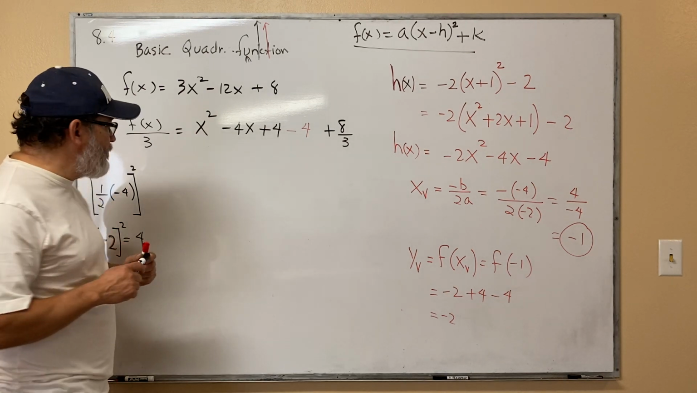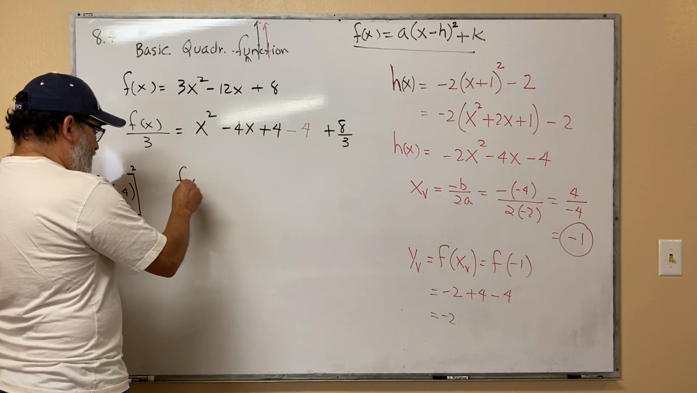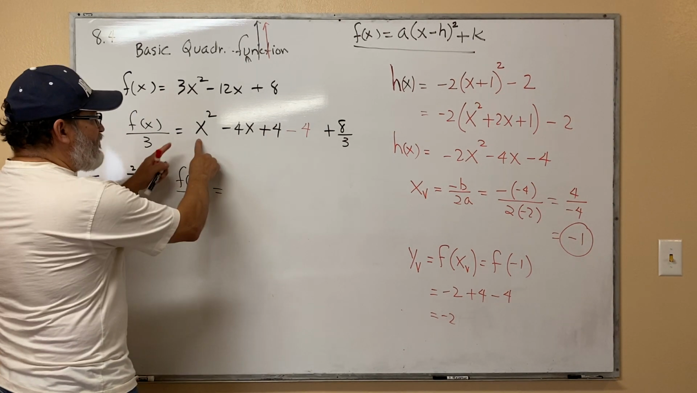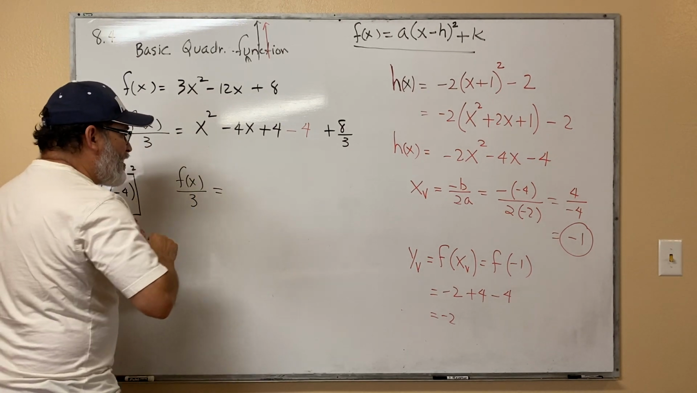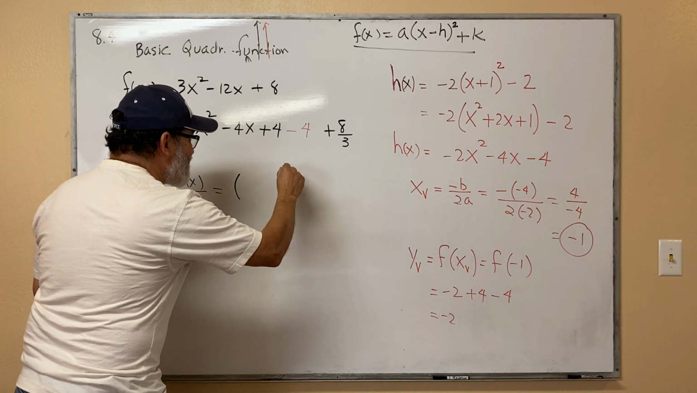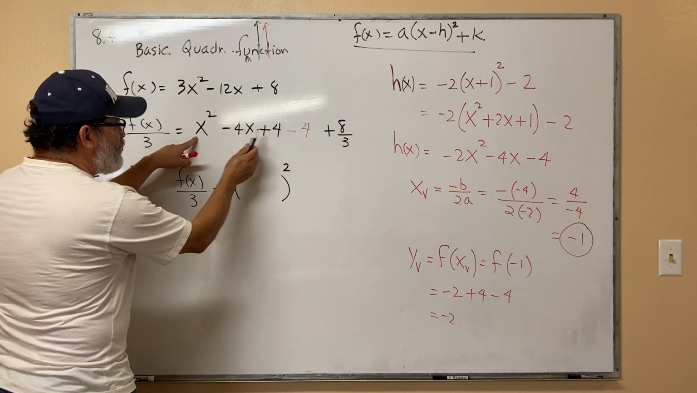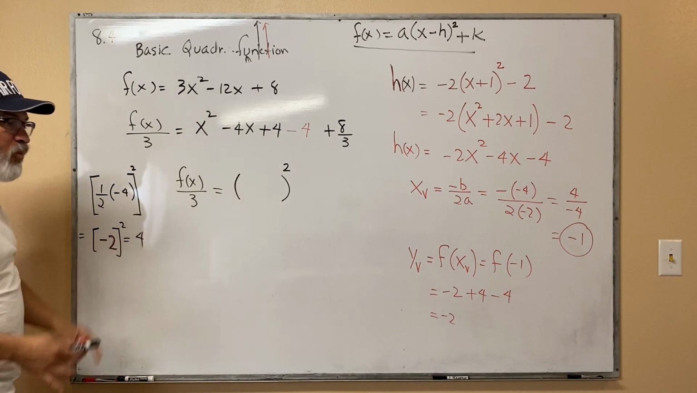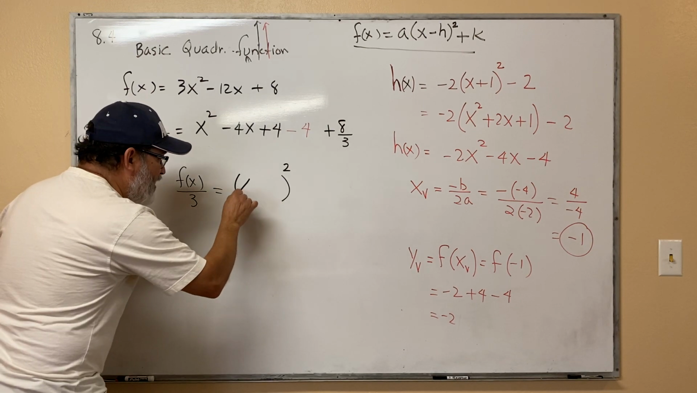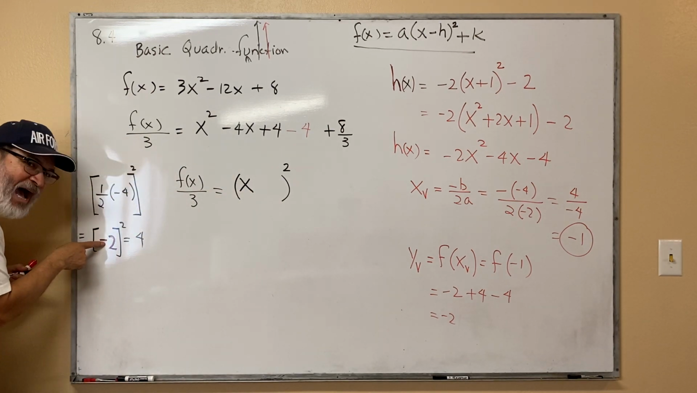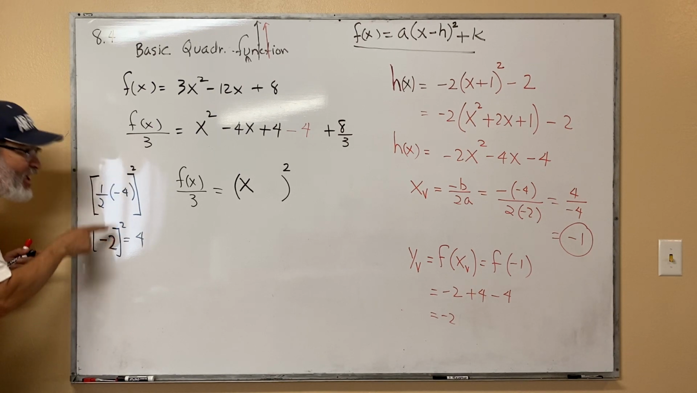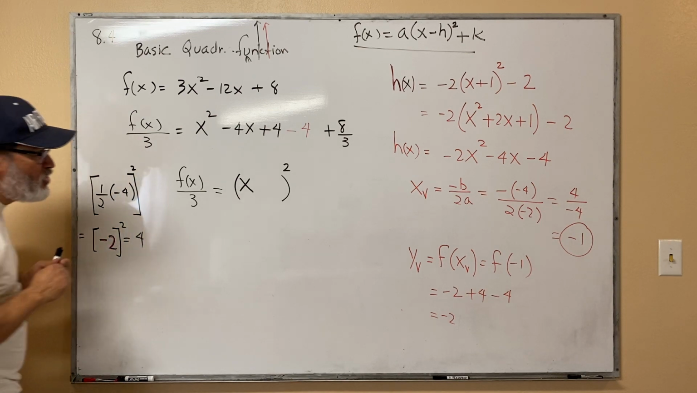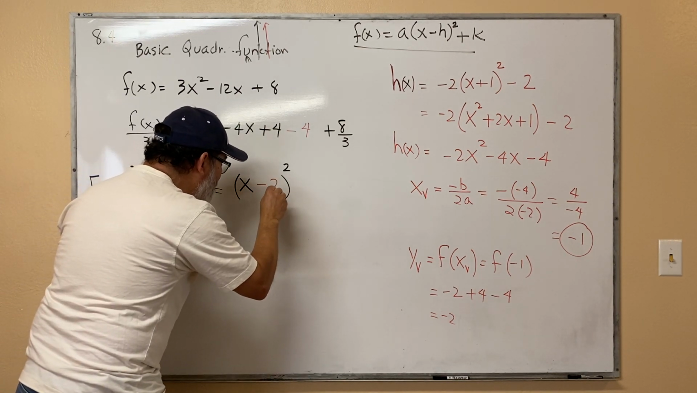Okay, let me rewrite it. F of x divided by this number 3 equals 2. We can factor this now. This is going to be a binomial to the second power, these first 3 terms. What binomial? It's going to be an x and then whatever you highlighted inside goes there. So what did I highlight? I highlighted -2, so -2 goes here.